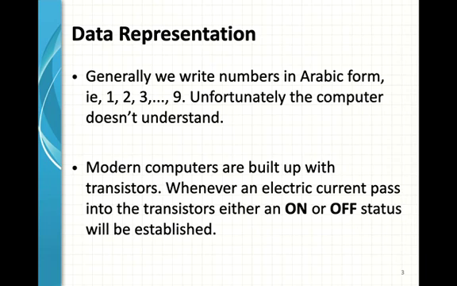Generally, we write numbers in Arabic form, that is 1, 2, 3, like this. But unfortunately, our computer doesn't understand this. Modern computers are built with transistors. Whenever an electric current passes into a transistor, either an on or off status will be established.